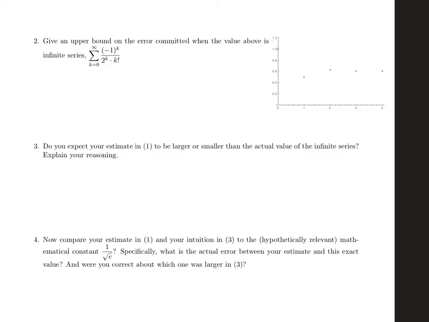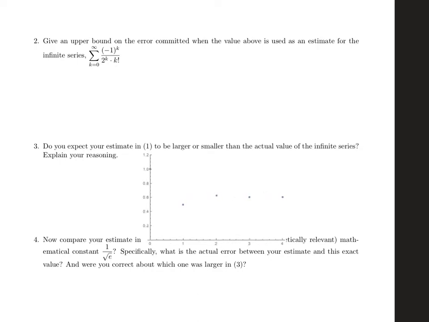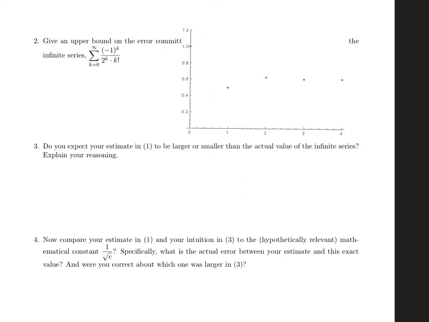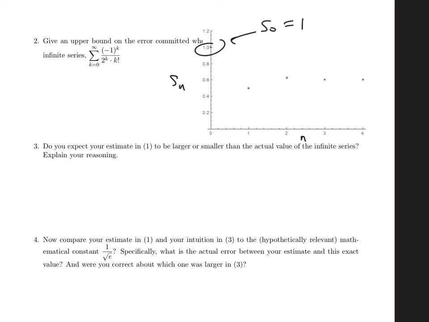So number 3 is to expect our estimate to be larger or smaller than the actual value of the infinite series. This is something specific about alternating series. And so here's a graph. The graph here is Sn on this axis, and these are n's. So this value is because S0 would be 1. This value is because S1 would be 1 minus a half.